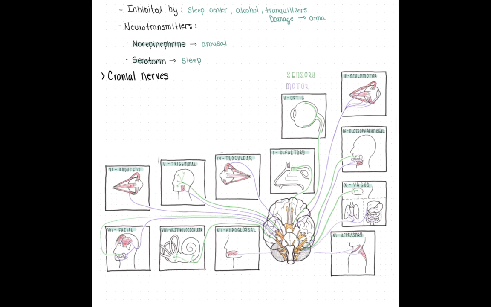So that's trochlear. Then number 5, trigeminal, we have here. You can see we have green and we have purple. So this is going to be mixed, so it's both sensory and motor.